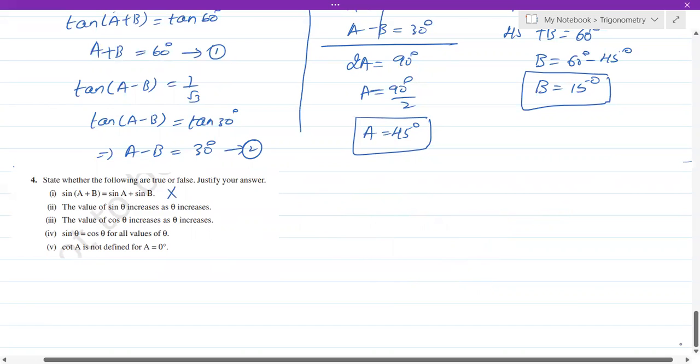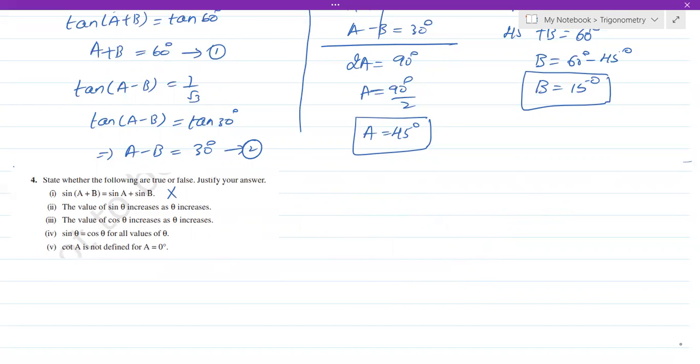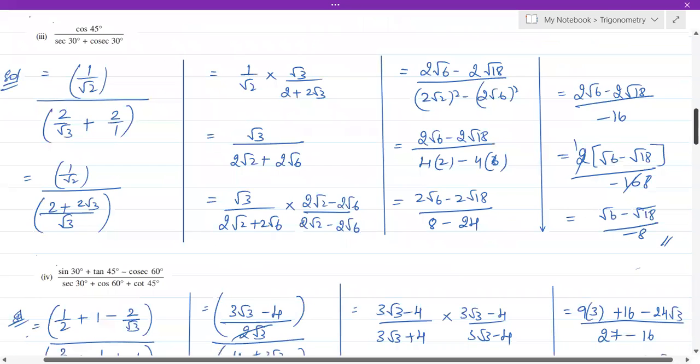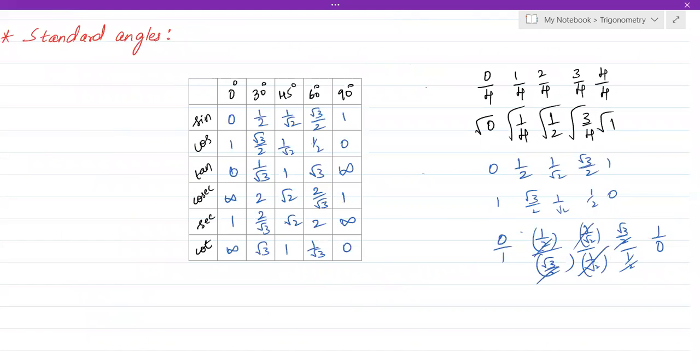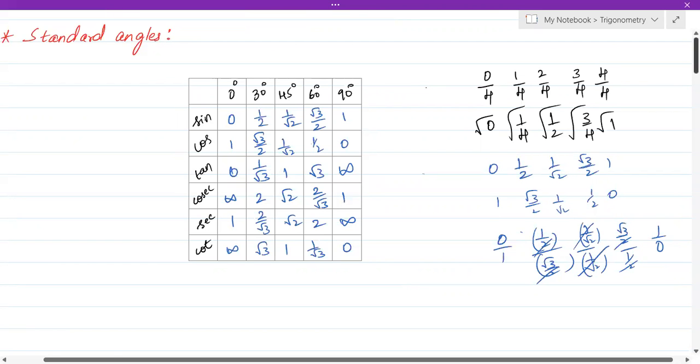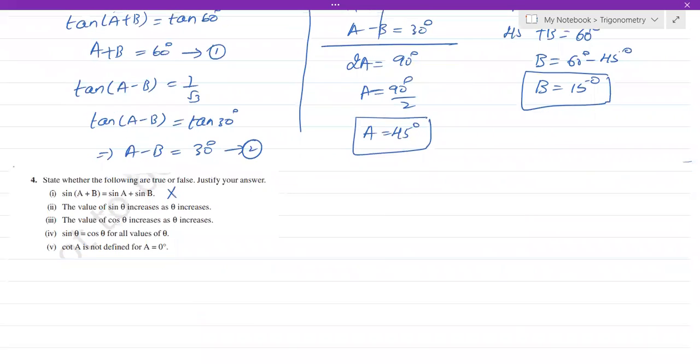The value of sine theta increases as theta increases. Let's look at the table. Observe the angle is increasing, right? As you can see, 0, 30, 45, 60, 90. The angle is increasing. If you observe the values also, the values are also increasing. 0, half, then 1 by root 2, then root 3 by 2, then 1. As theta increases, the angle increases, the value also increases.